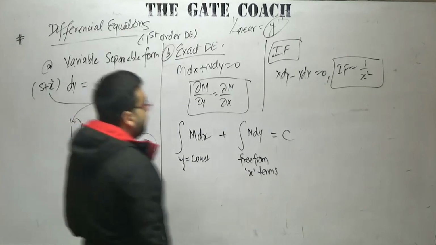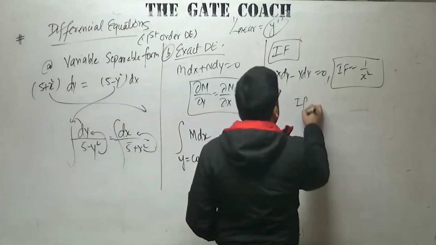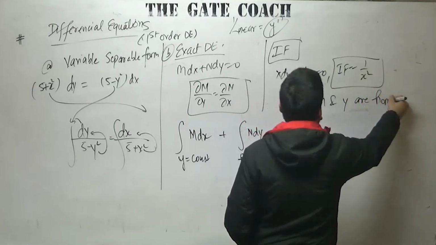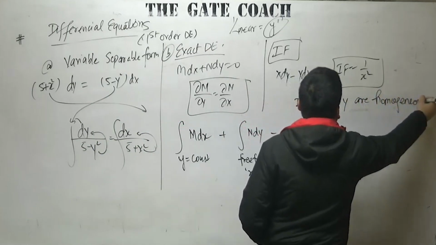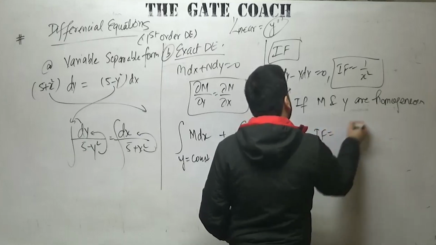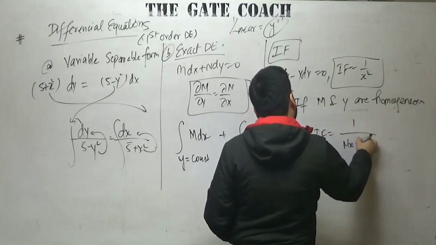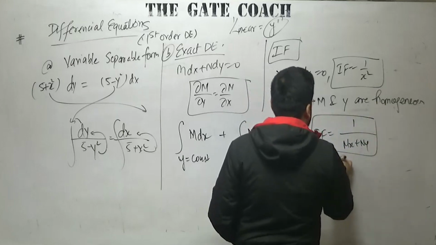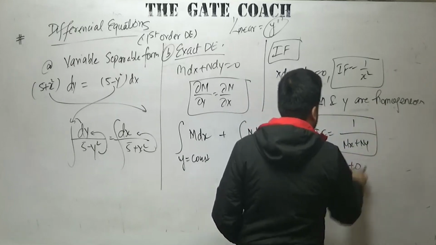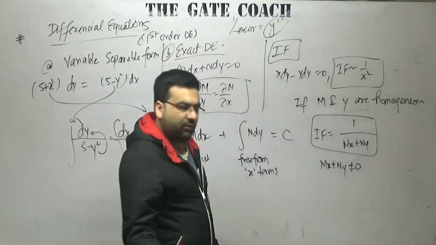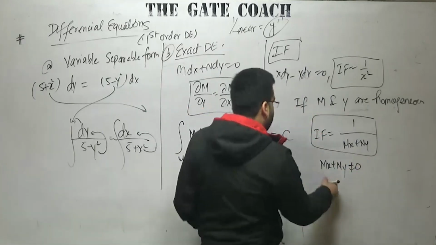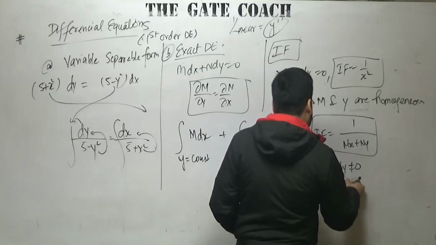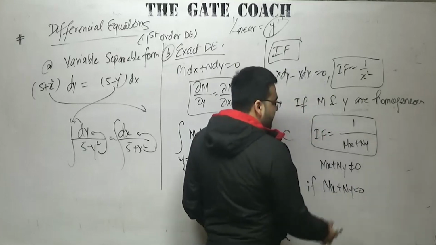Okay, and if M and N are homogeneous, then the integrating factor is 1 upon Mx plus Ny, provided Mx plus Ny should not be equal to 0. If it is equal to 0, then how do we have to proceed? I have already told you. If Mx plus Ny equal to 0, you can easily solve it, right?